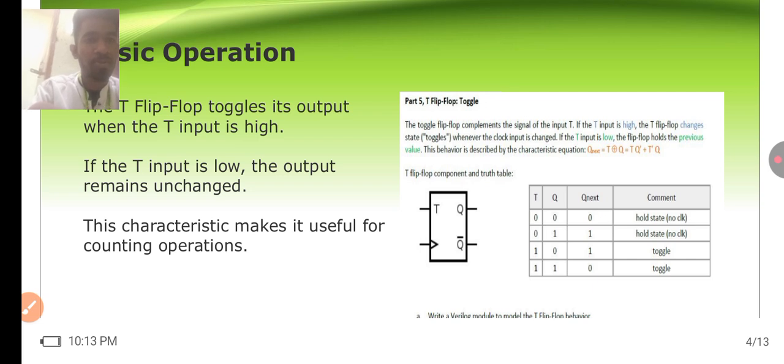The toggle flip-flop complements the signal of the input T. If the T input is high, the T flip-flop changes state whenever the clock input is changed. If the T input is low, the flip-flop holds the previous value. The behavior is described by the characteristic equation.